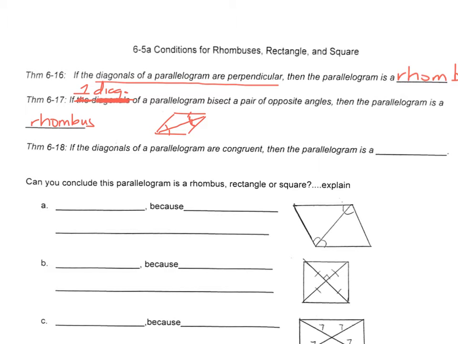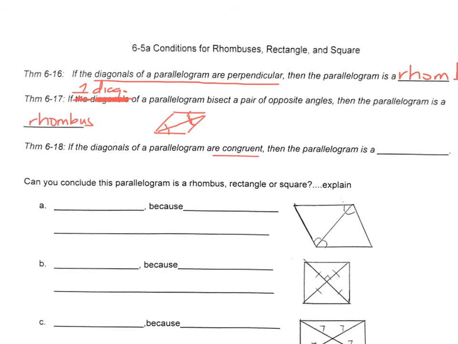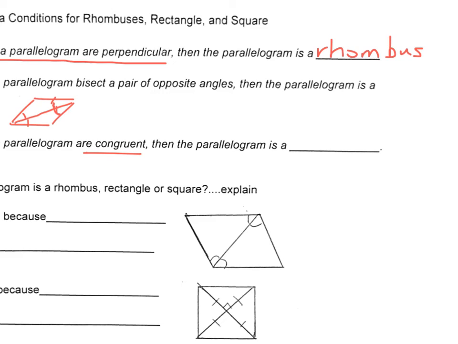And then the converse of our third one yesterday: if the diagonals are congruent, then what's the parallelogram going to be? If your diagonals are congruent, that's a rectangle, right? That one's the rectangle. So this one will be rectangle.